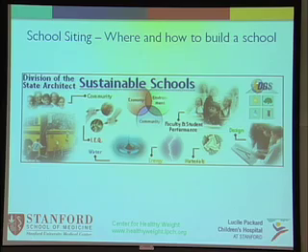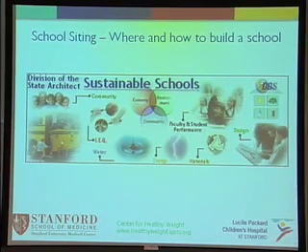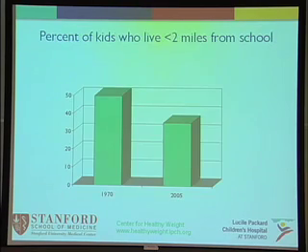So the state is aware of it and is looking at it. One thing that has happened over the last 20 years is that where schools are built is very different from where they used to be built. And that has impacted, for instance, the percent of kids who live less than 2 miles from school. In 1970, there were a lot of neighborhood schools, and children lived within 2 miles. Now we're down to about 38% of kids living within 2 miles of school.